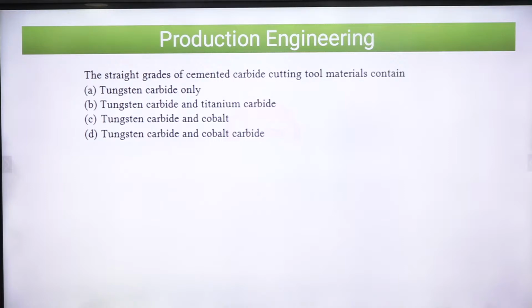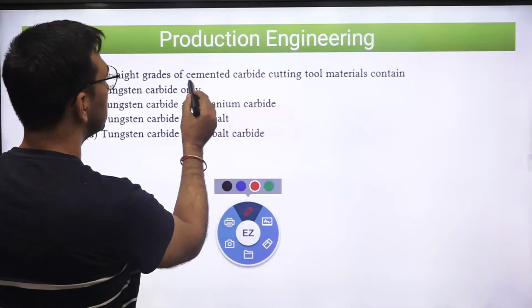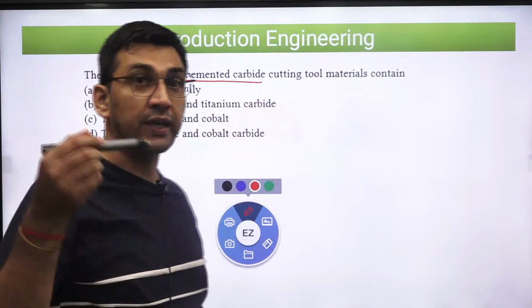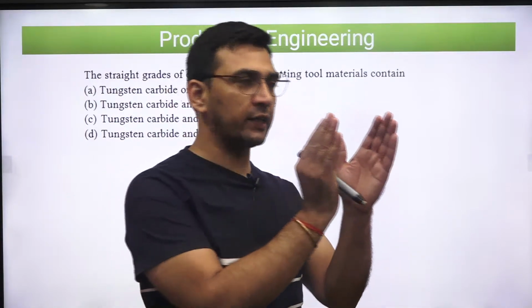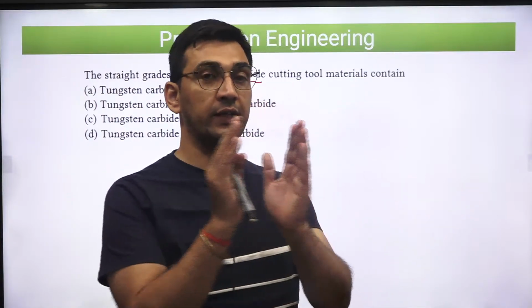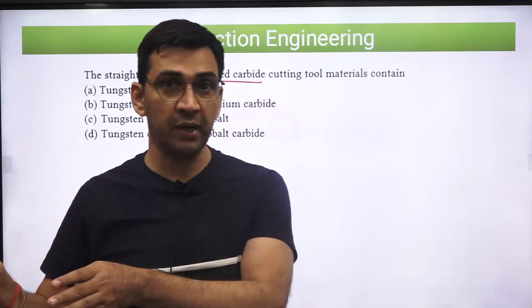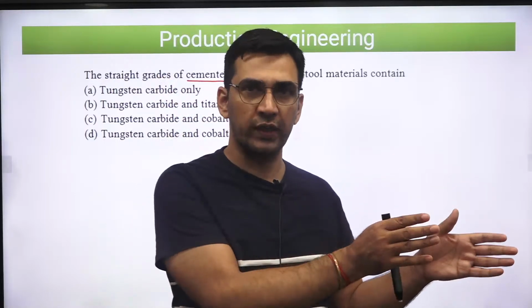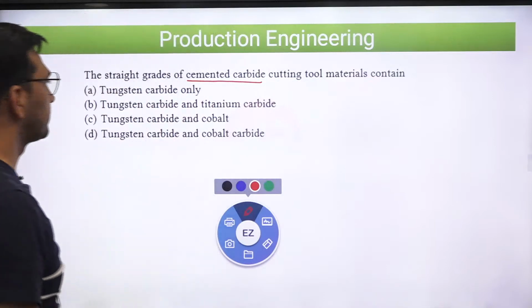Now see, straight grades of cemented carbide cutting tool materials contain, this means in cemented carbide you can have different types: tungsten carbide, tantalum carbide, titanium carbide. In straight grade you will say either tungsten carbide, or tantalum carbide, or titanium carbide. So if I make a tool of any one of these individually, then I will call it a straight grade. Cutting tool materials contain what?